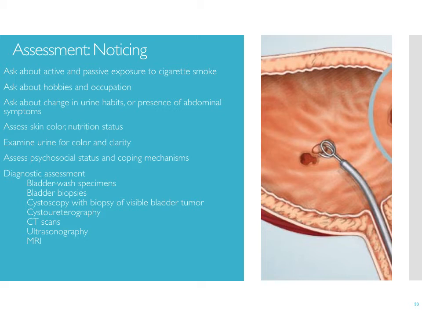You want to ask about changes in urine habits or the presence of abdominal symptoms. You want to assess the skin color and their nutritional status. Examine their urine for color and clarity or clearness. You want to assess their psychosocial status and their coping mechanisms as well.